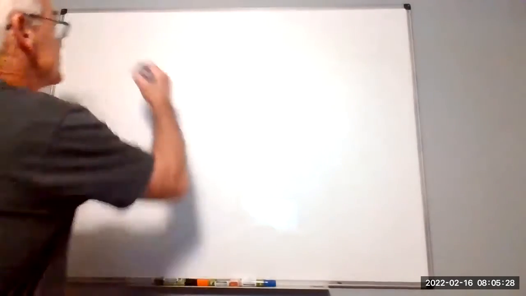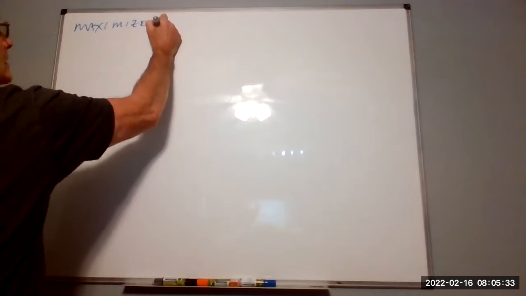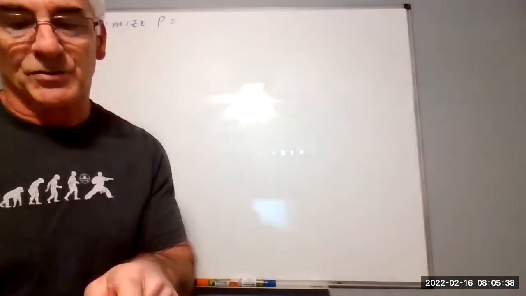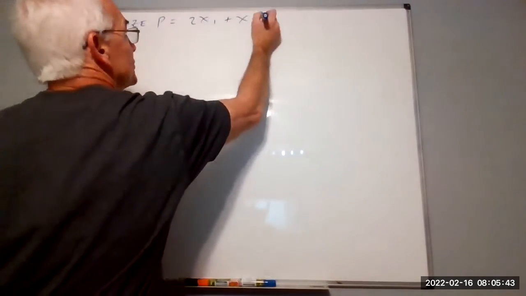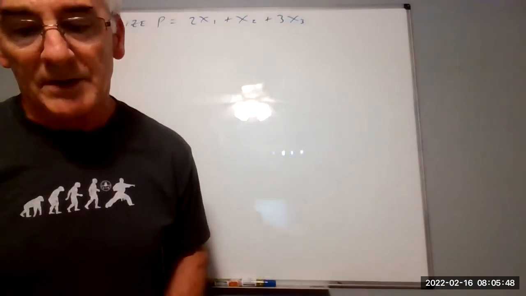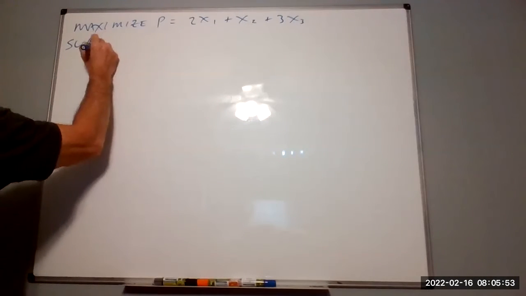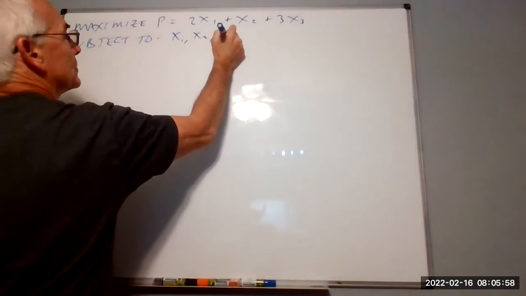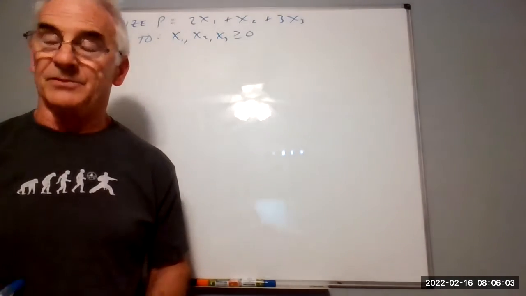Here's the problem. We are going to maximize, and usually I like to think of this as profit. Think of this as a money kind of situation. We're going to maximize 2x1 plus x2 plus 3x3, the sum, subject to x1, x2, x3 all being greater than or equal to 0. So we're looking at non-negative values.